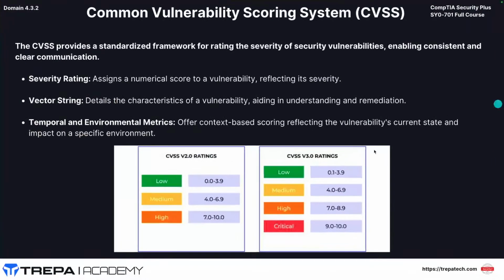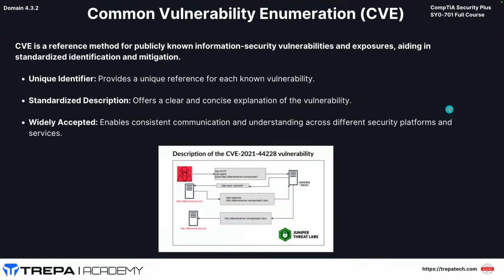Okay, let me bring this up. And then CVE, the Common Vulnerability Enumeration. CVE is a reference method for publicly known information on security vulnerabilities and exposures. So this is just the CVE number that you get. It has a unique identifier and a standardized description for all these known vulnerabilities. It gives us a clear and consistent way, as an industry, to identify cybersecurity threats.